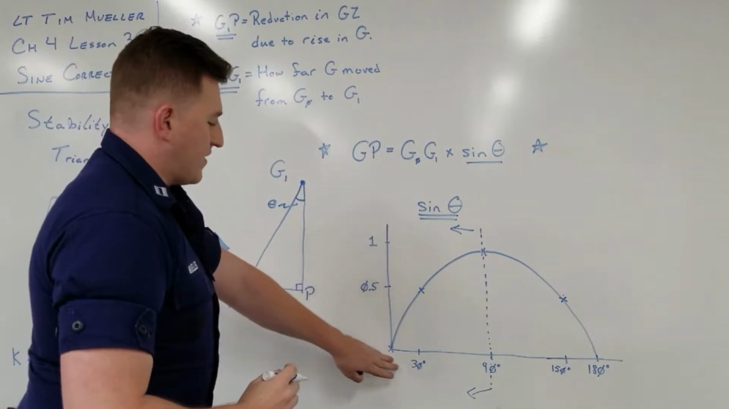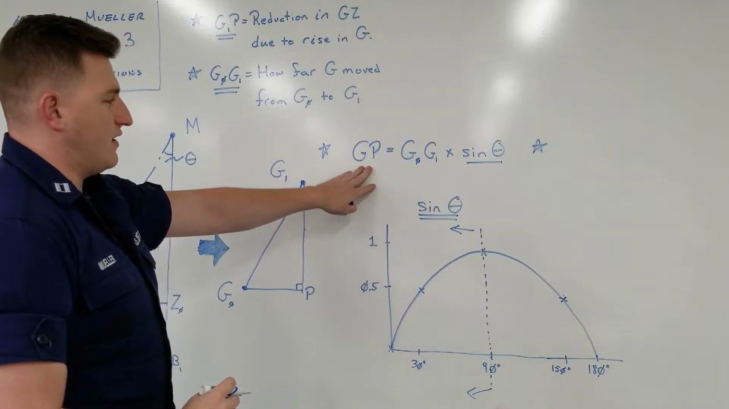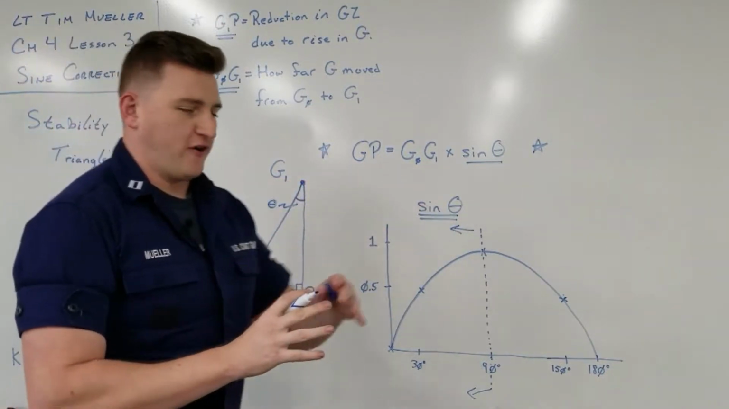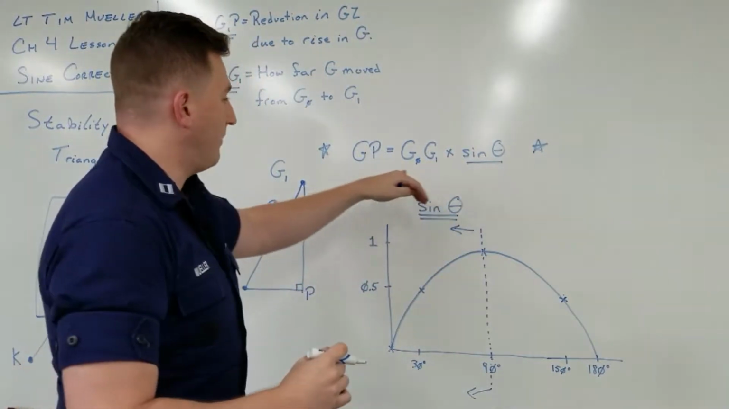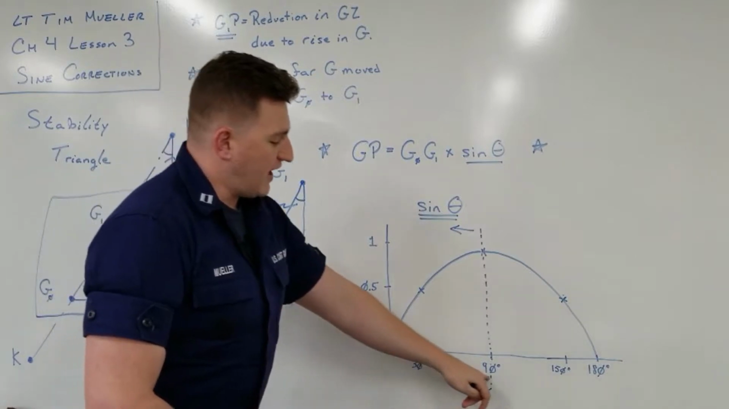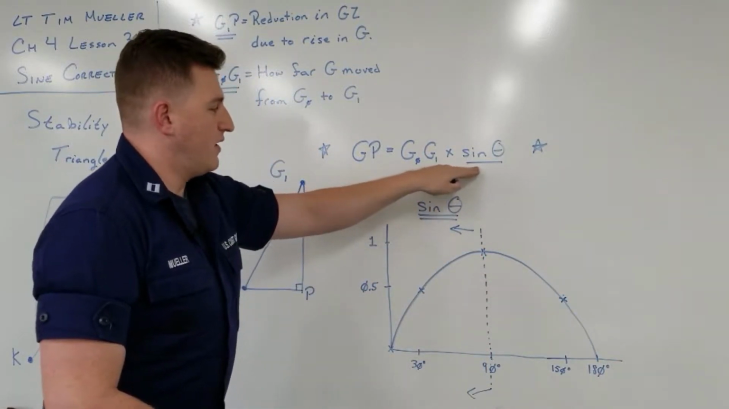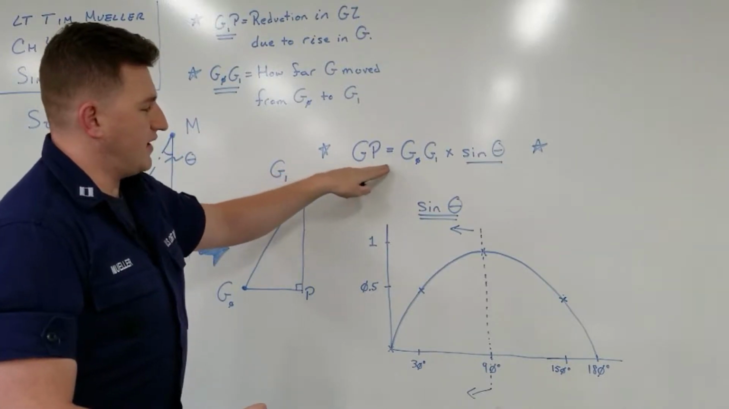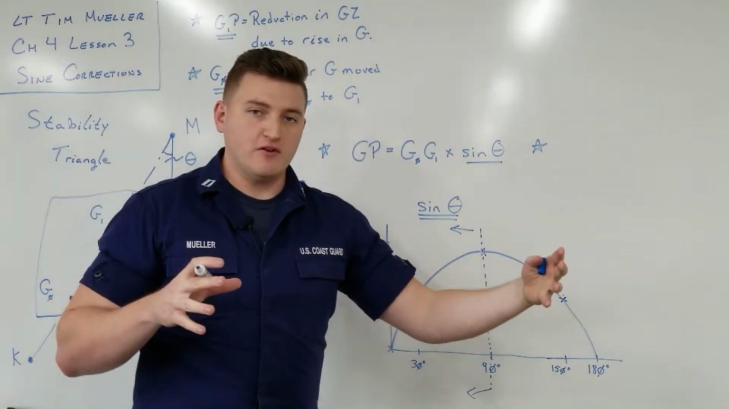When we have a ship that's inclined over 30 degrees, now we have a reduction in the righting arm equal to how far the center of gravity shifted off that KG, or that initial G0, times 0.5 when we're at 30 degrees. When we're at 90 degrees, we have sine of theta equals 1. So GP equals the entirety of how far the center of gravity moved.